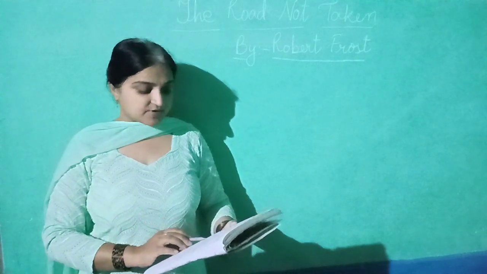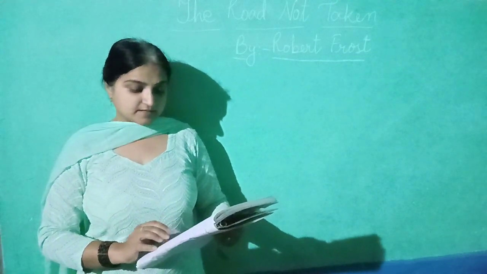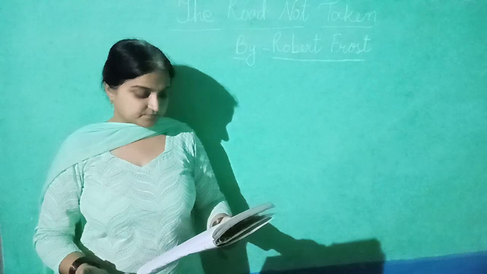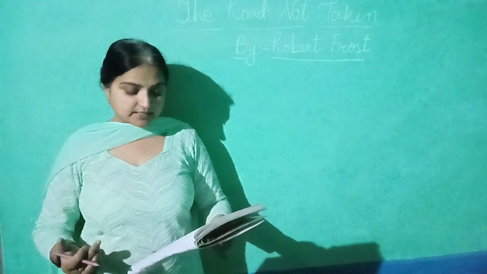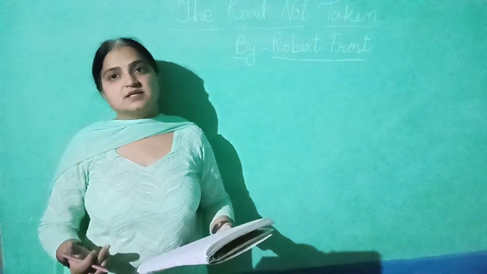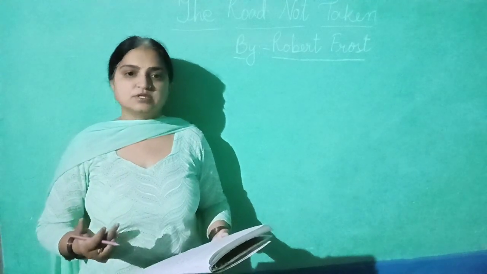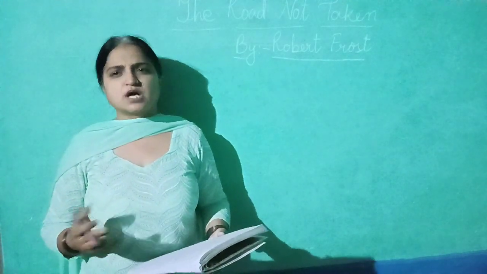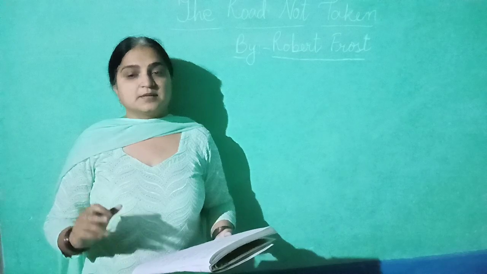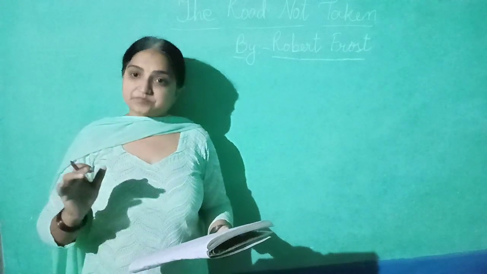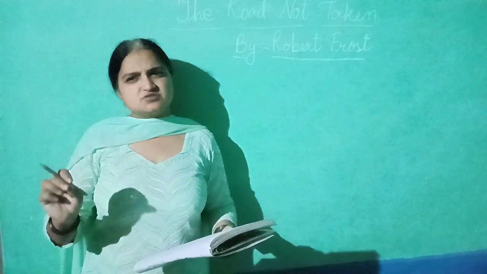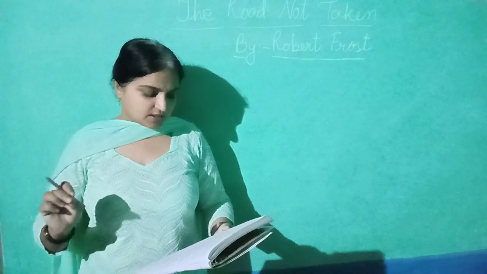Though as for that the passing there had worn them really about the same. And both that morning equally lay in leaves, no step had trodden. Means when he started travelling on that road, he found that it was equally worn. Means both the roads were somewhat the same. But at the beginning he could not make out this fact. But when he travelled on that road, he came to know that both the roads were mostly equal. They were equally worn out.